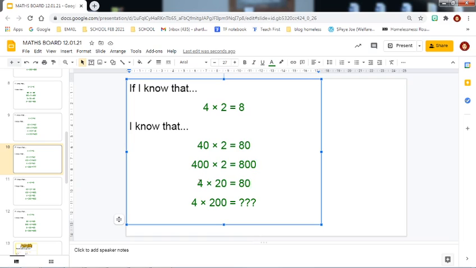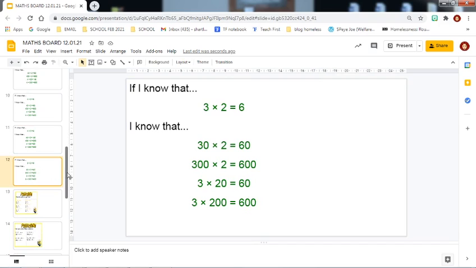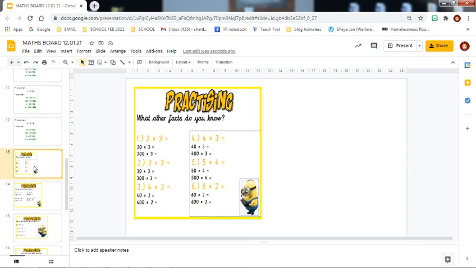We have 4 multiplied by 2, which is 8. We have 4 multiplied by 20. So my 2 is now 10 times greater, it's 20. So I know that my answer must also be 10 times greater. So my 8, which was in my ones, is now moved into my tens, and I now have 80. Going to have a quick look at the practicing as well.